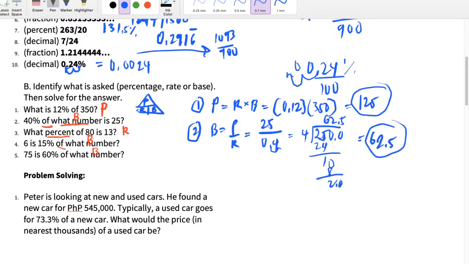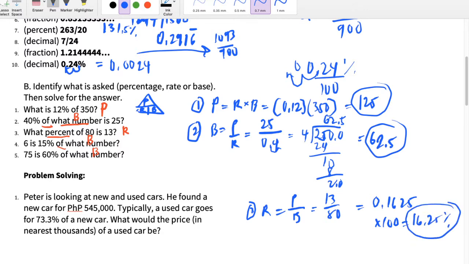Okay? How about number 3? What percent of 80 is 13? To get the rate, you will divide the percentage by base. So, 13 over 80. Papakita ko pa ba yung long division? Try it on your own. The answer here should be 0.1625. But this is in decimal form, so multiply this by 100 to get yung percent. Okay, so 16.25%.